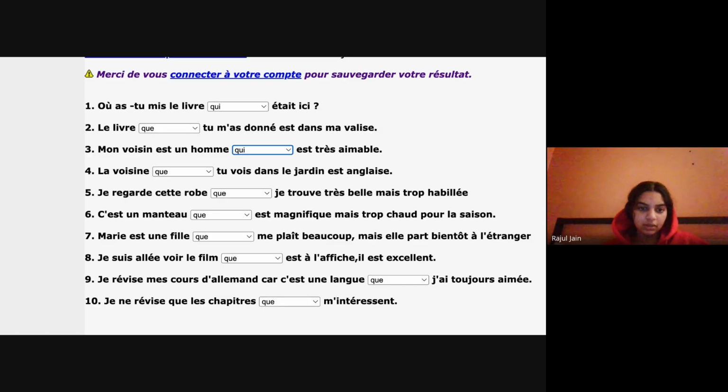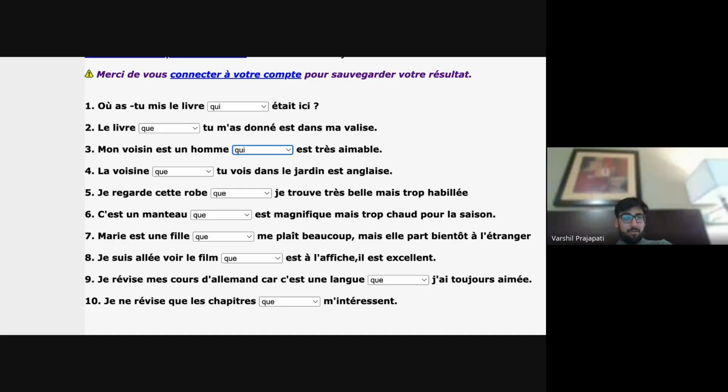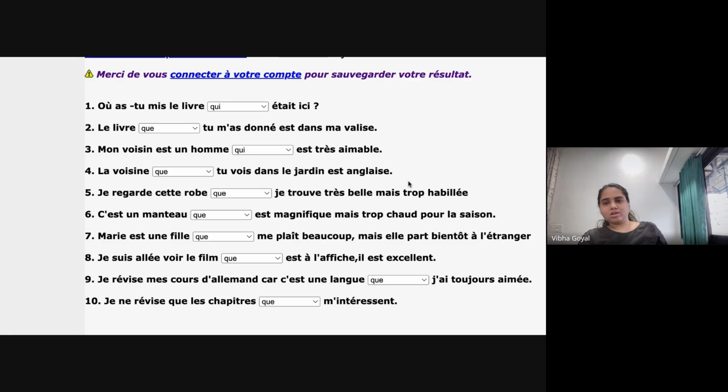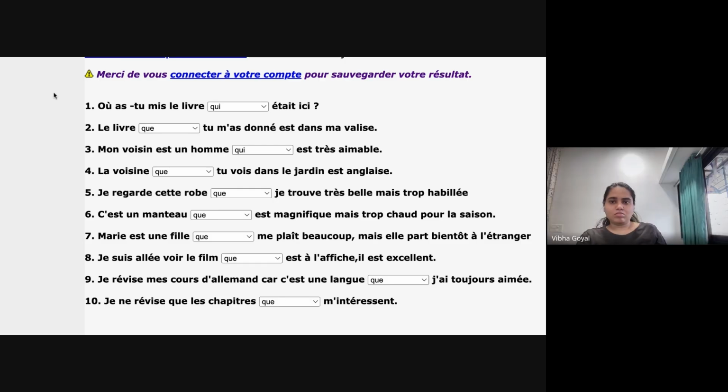La voisine que tu vois dans le jardin est anglaise. Très bien. Fifth, je regarde cette robe que je trouve très belle, mais trop habillée. Habillée. Okay.